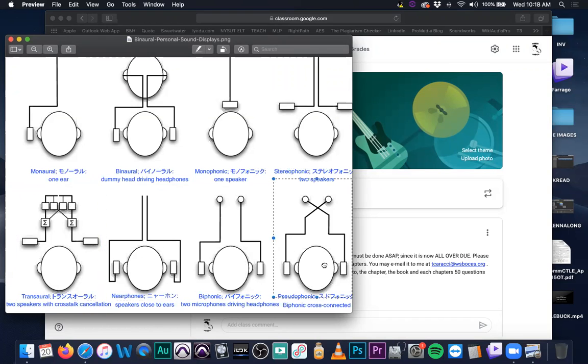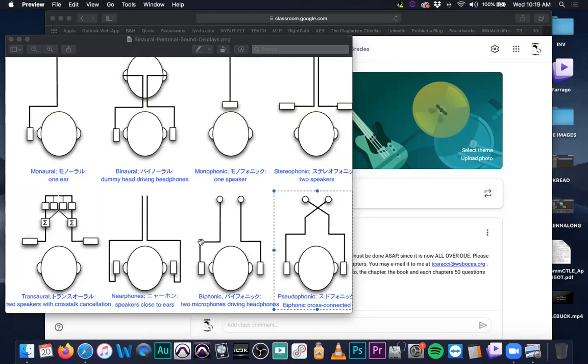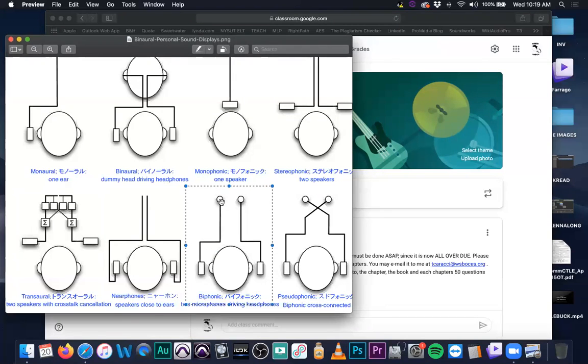We talked about pseudophonic, which is specific, purposeful crosstalk in the signal path. Whereas over in biphonic, there is no crosstalk, no blending of left channel and right channel, but here you're purposely blending them together. They're cross-connected, meaning the left goes to the right and picks up a little of the right signal, and the right goes to the left and picks up a little of that. So you get a very distinct result from that.